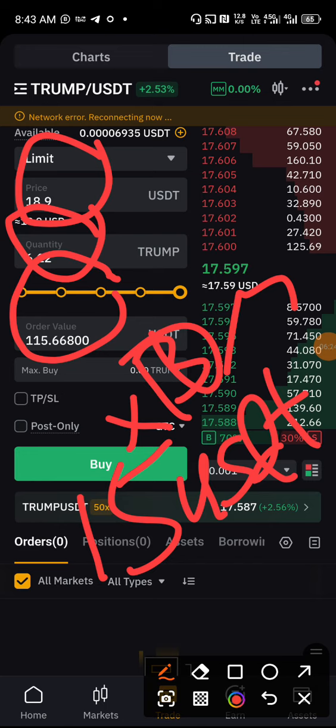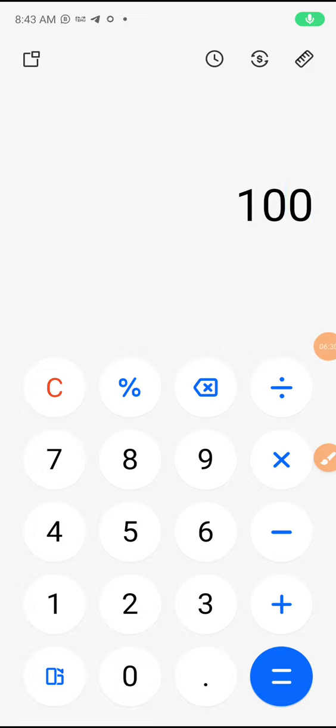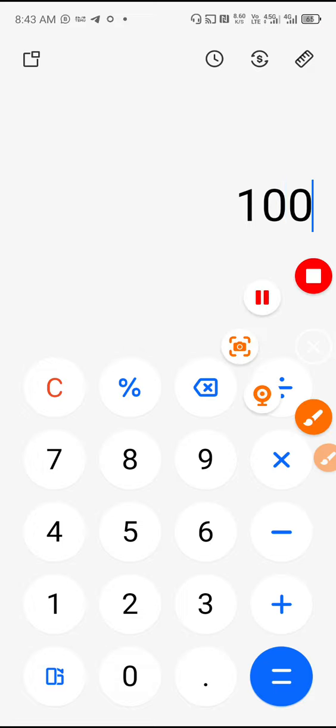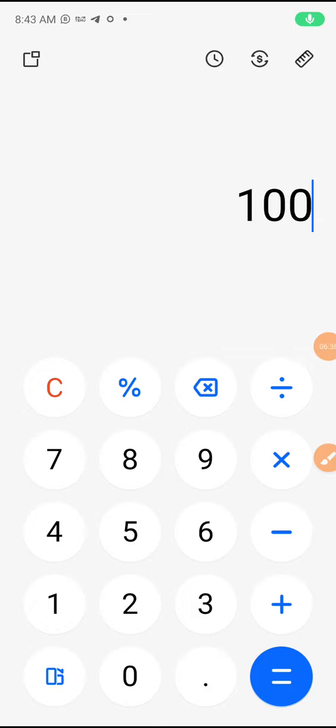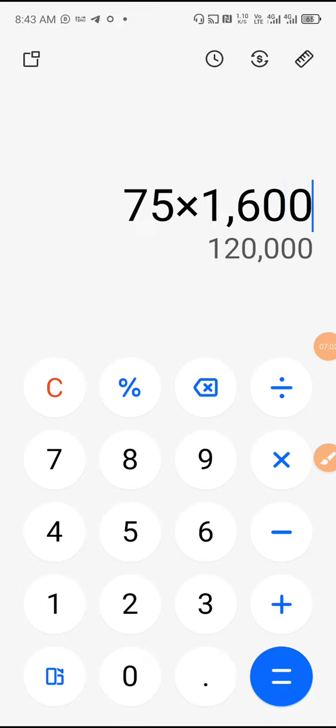Looking at my calculator, we have 100 USDT in trading, and we made 115. 115 minus 100 is 15. We made 15 USDT. Multiplied by maybe 5 times a day, that is 75 USDT. Multiplied by the current market rate, which is 1,600, that's 120,000, just in a few minutes or a few hours.